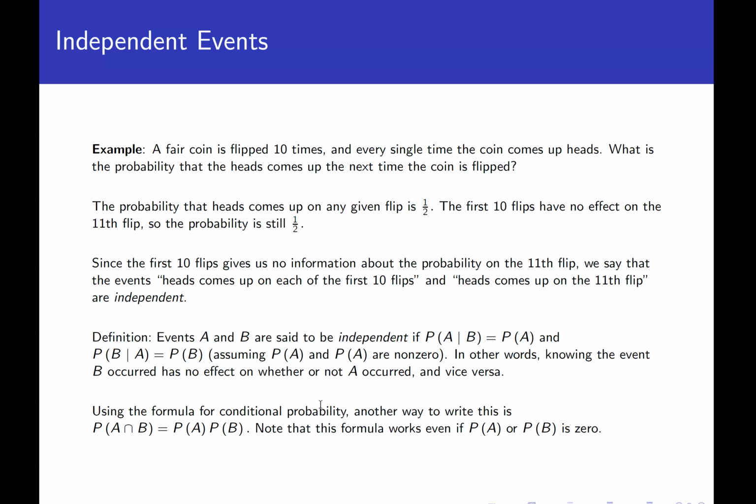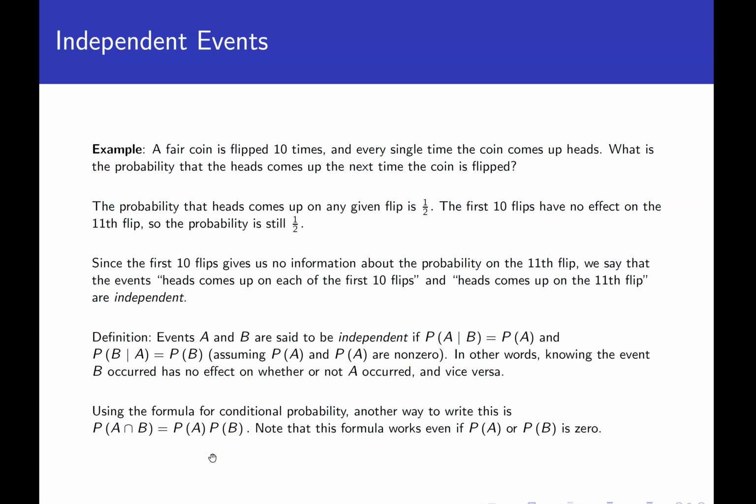So, looking back at our conditional probability formula, remember we had the probability of A intersect B was the same thing as the probability of A times the probability of B given A. Well, if the probability of B given A is the same thing as the probability of B, because they're independent, we can write the probability of A intersect B as just the product of the probabilities of A and B.